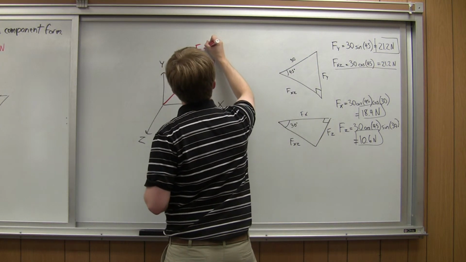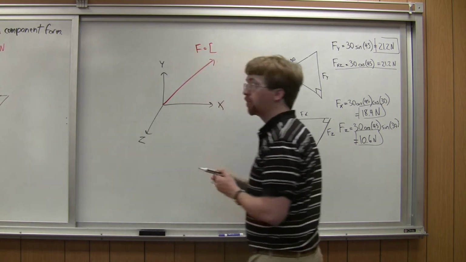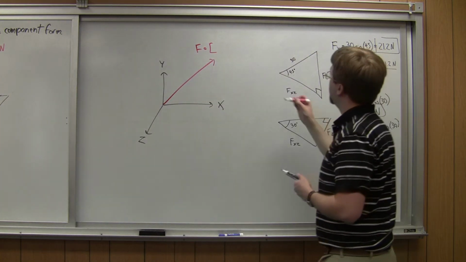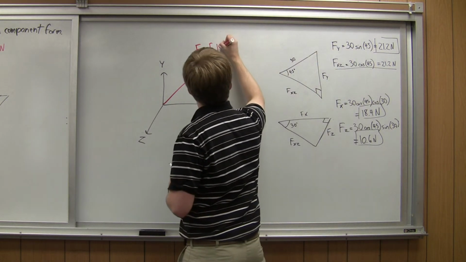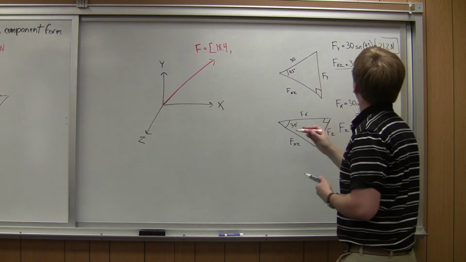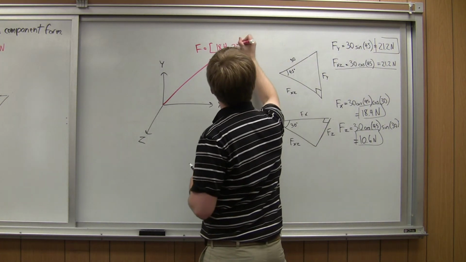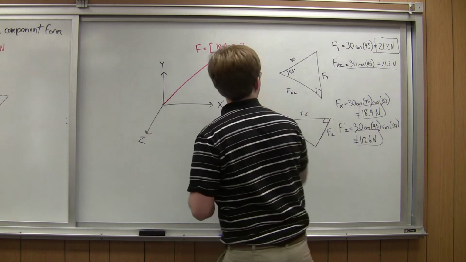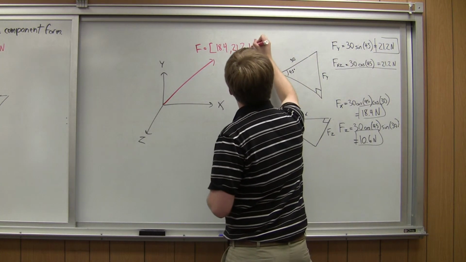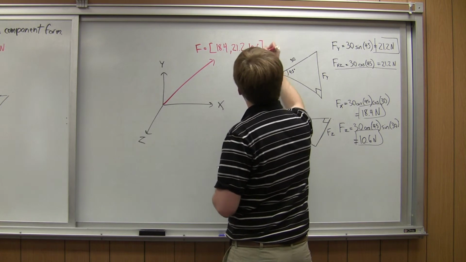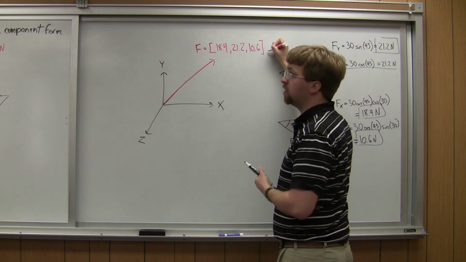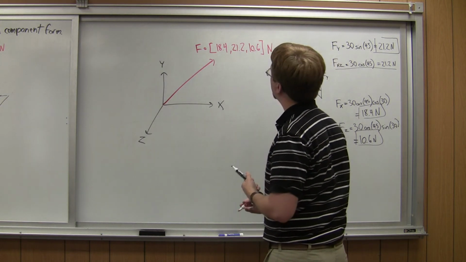So F is going to be equal to, here's the square brackets for the vector. X component goes first, that is 18.4. Y component is next, that's 21.2. And then finally, Z component is 10.6. Close the square bracket, and I give my units, which is newtons.